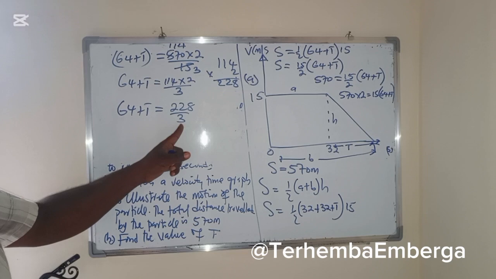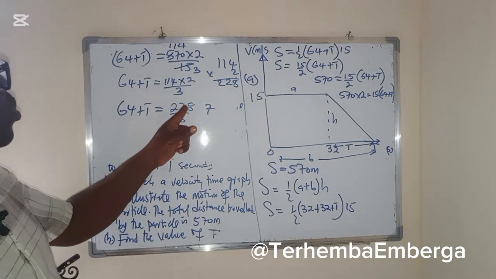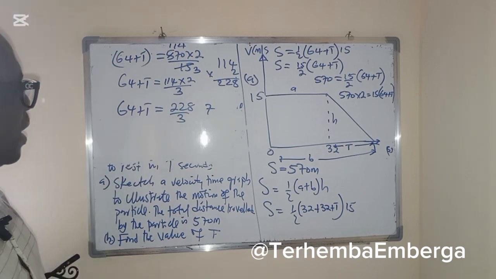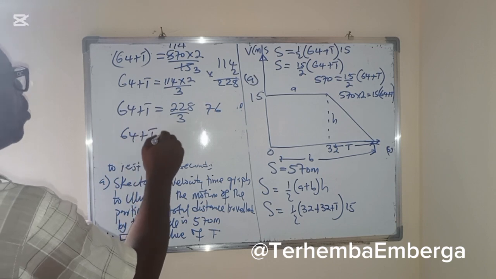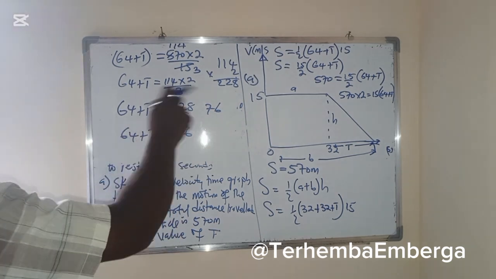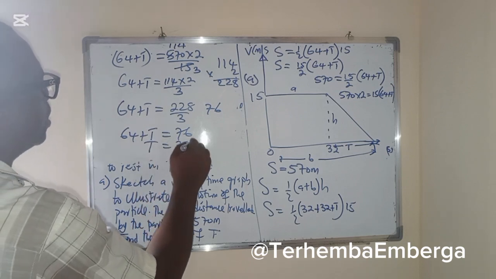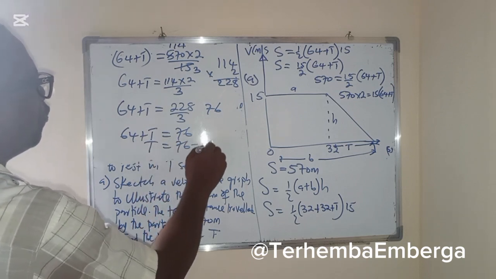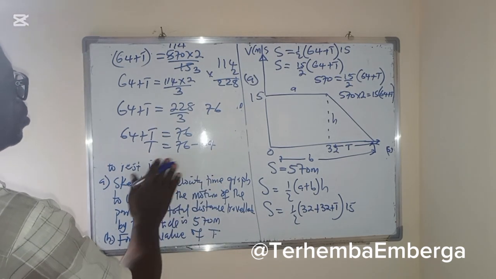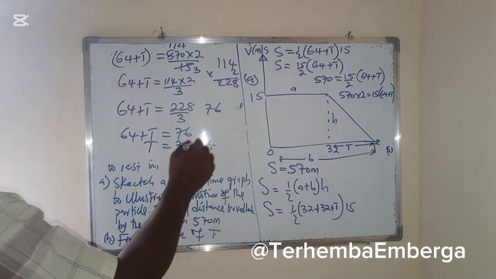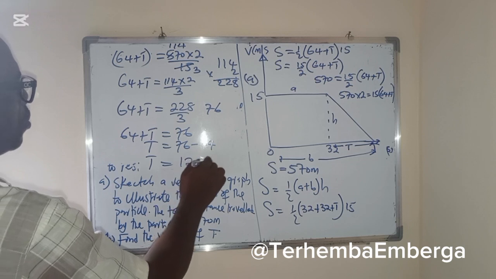So 3 into 22 is 7, remainder 1, that is 3 into 18 is 6. So we can write this as 64 plus t equal to 76. By the time you take this to the other side, it becomes minus. And t will be equal to 76 minus 64. By the time you take the difference here, t now will be equal to 12 seconds.